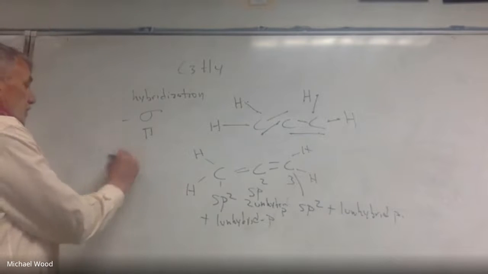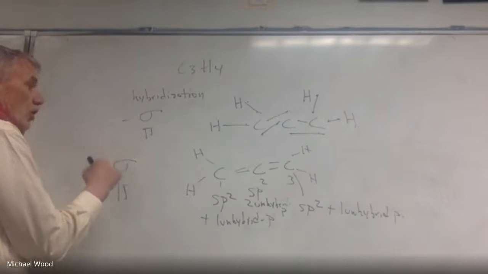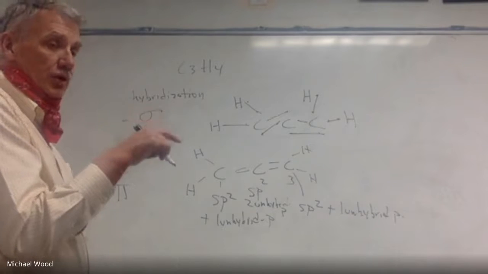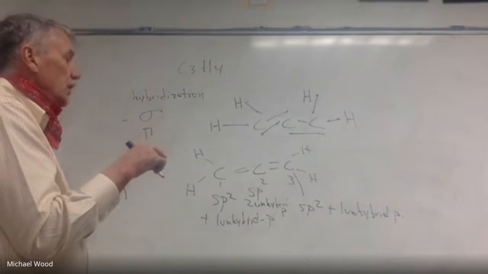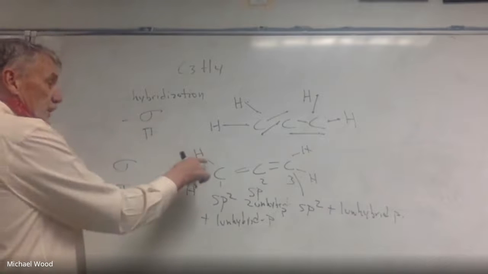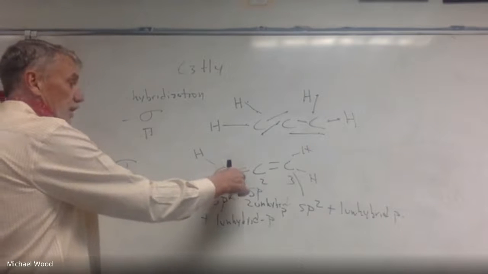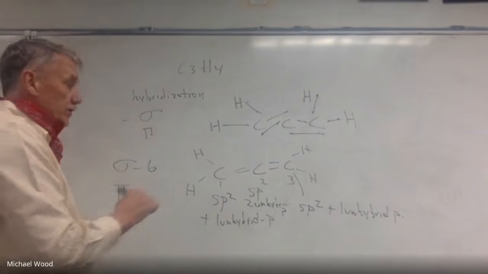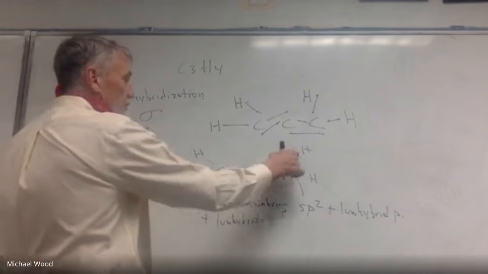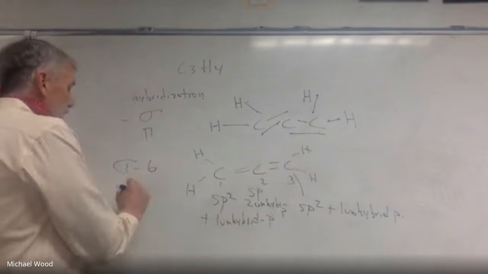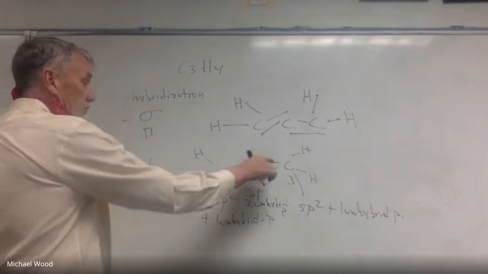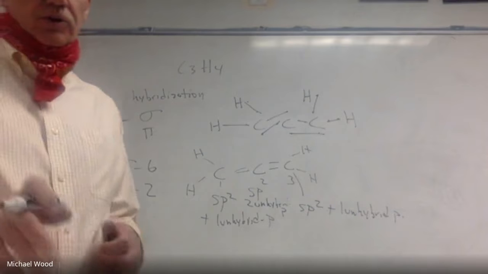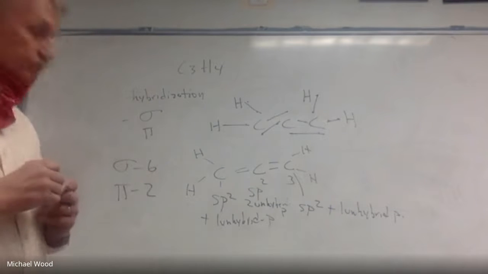Okay, now the sigma bonds and the pi bonds. So all the single bonds are sigma bonds, and the first bond in a multiple bond is a sigma bond. So the sigma bonds are 1, 2, 3, 4, 5, 6. So there are 6 sigma bonds. And the pi bonds are 1, 2. So the pi bonds are always the second and the third bonds in the group.